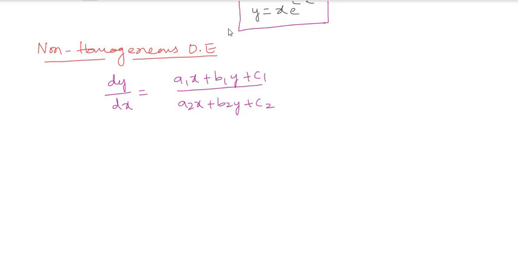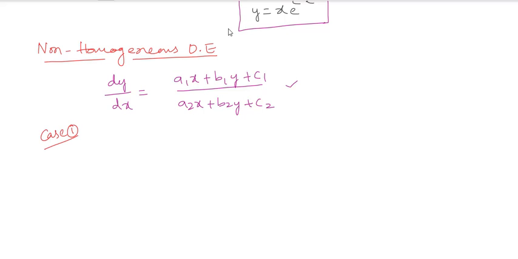Then how can I get the solution? In the variable separable method, you can directly separate the x terms and your y terms. Homogeneous also, every homogeneous function can be reduced to the variable separable method by the substitution y is equal to vx or x is equivalent to vy. But when it comes to non-homogeneous differential equations, the form will be like this. Then how can I get the solution? Here there are two different ways of solving this non-homogeneous differential equation.